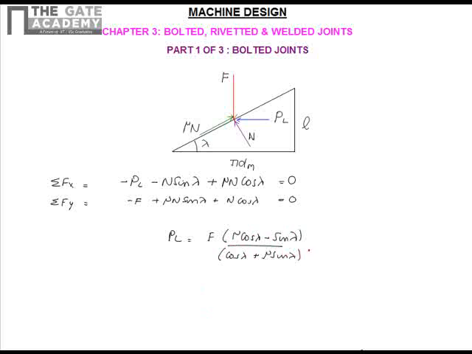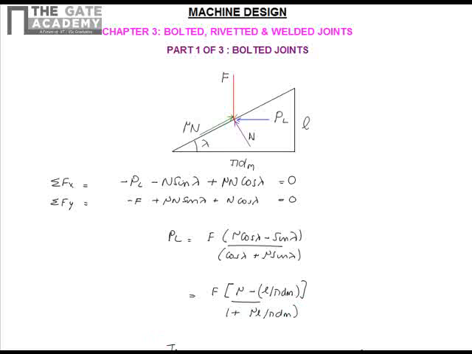Now we can divide by cos lambda throughout. This will give F into mu minus L by pi dm divided by 1 plus mu L by pi dm. This is the expression of the force required to lower the load.